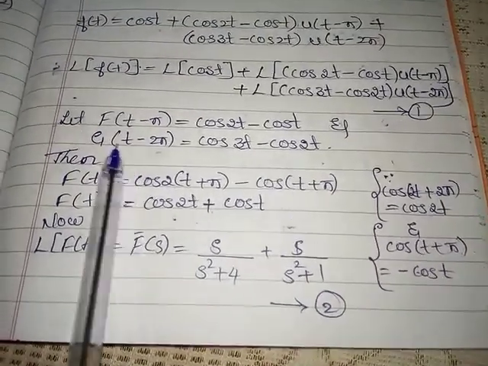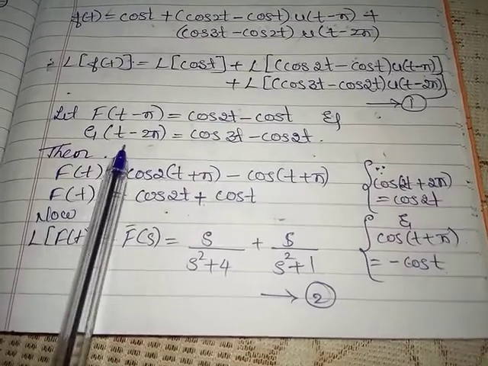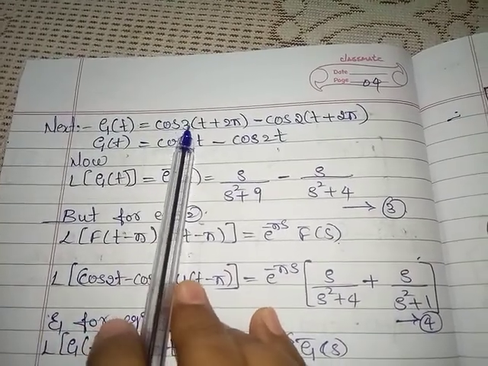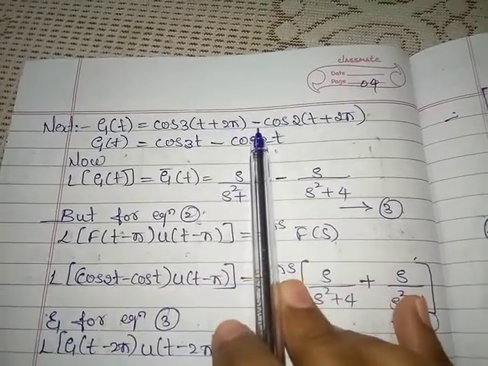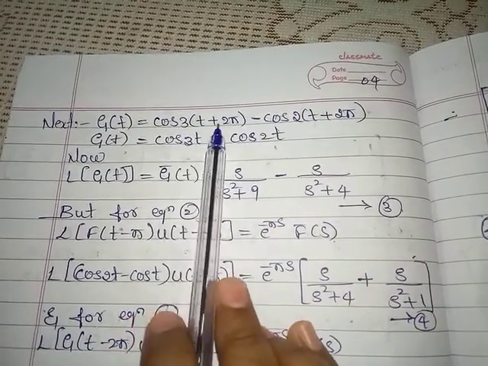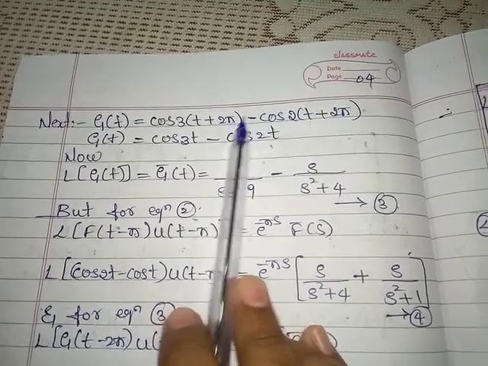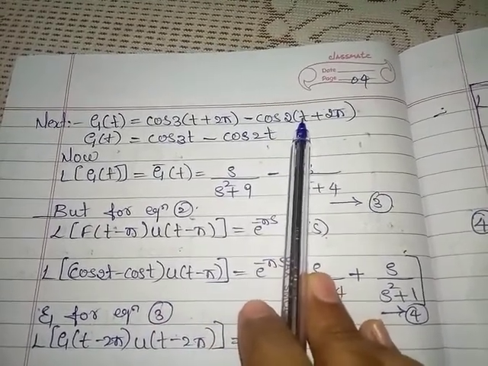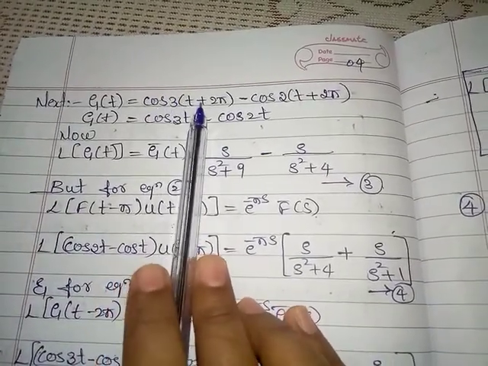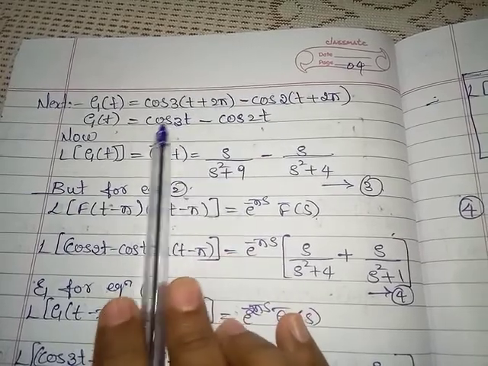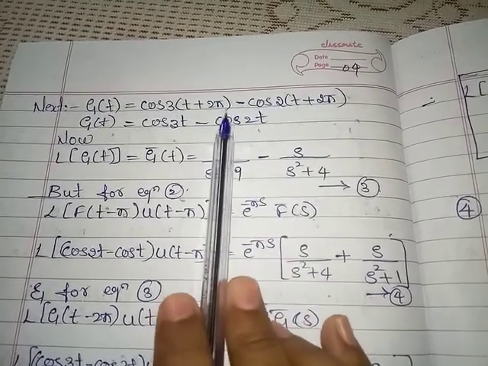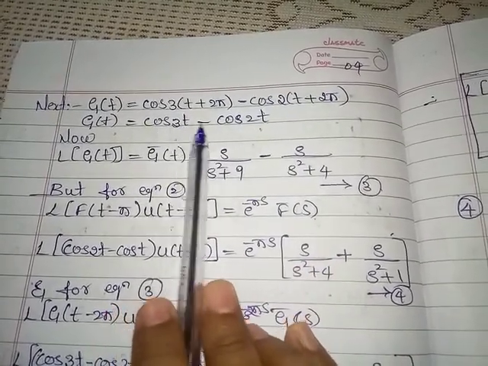Now we have to find the Laplace transform of g bar of s. For that, g(t) is equal to cos 3(t + 2 pi) minus cos 2(t + 2 pi). Now cos(3t + 6 pi) we get, then minus cos(2t + 4 pi) we get. So cos(3t + 2 pi), cos(theta + 2 pi) is cos 3t, minus cos(2t + 4 pi) is plus cos 2t, so that it is cos 3t minus cos 2t.